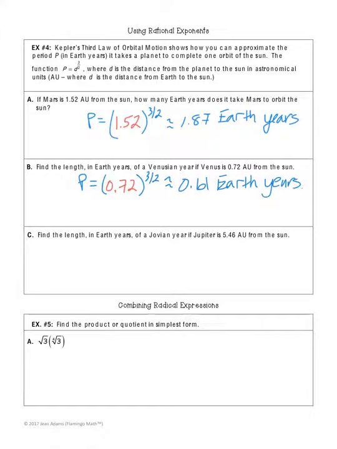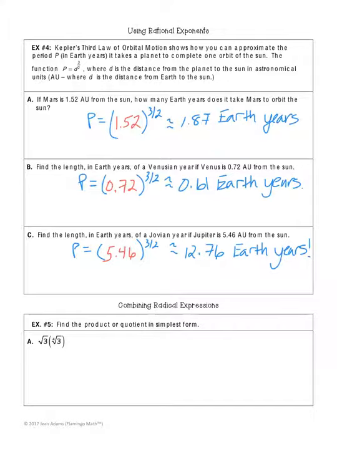And then finally, part C, find the length in Earth years of a Jovian year if Jupiter is 5.46 AUs from the Sun. So again, pause the video, plug that into your calculator. You're just plugging and chugging. All right, so this is what you put in your calculator. And it should have given you approximately 12.76 Earth years. Wow. Okay.